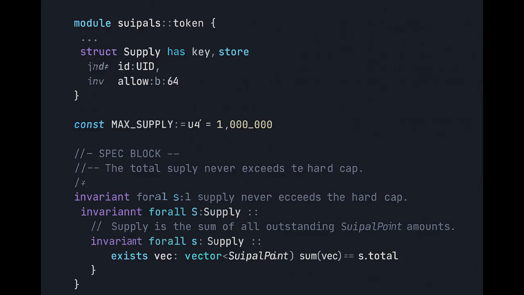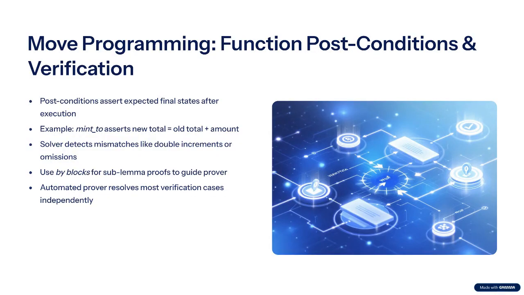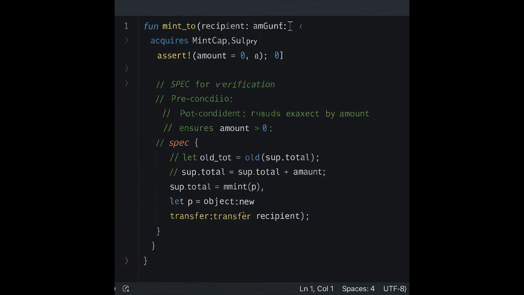For functions, you assert what must be true afterwards. Our mint2 postcondition states new total equals old total plus amount. If code increments by amount times 2 or forgets to update at all, the solver finds the mismatch. You can help the prover by sprinkling in `by` blocks, tiny proofs of sublemmas, but nine times out of ten, the engine figures it out. The spec sits inside the function body in its own spec block.